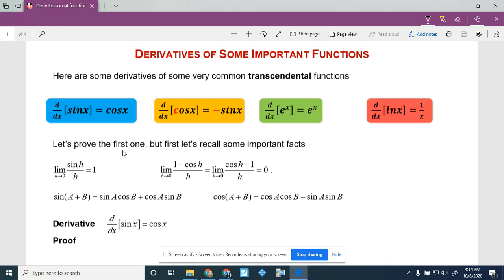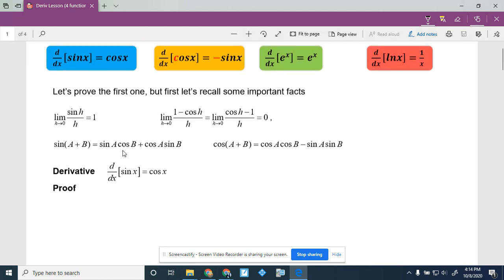So let's prove the first one. And before we do that, we're going to need some information. If you remember that limit we did, limit of sine x over x as x went to 0, that's 1. Well, that's the same thing as the limit of sine h over h as h goes to 0. That was 1. Remember, we proved that with the squeeze theorem. We're going to need that in what we're about to do.